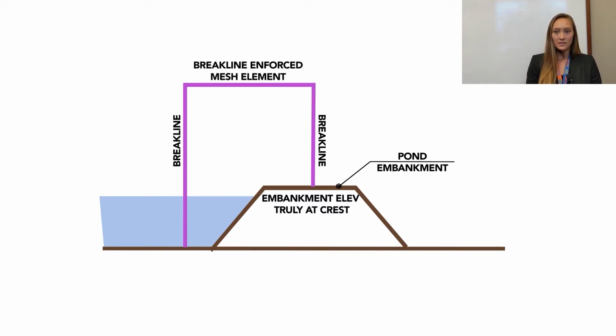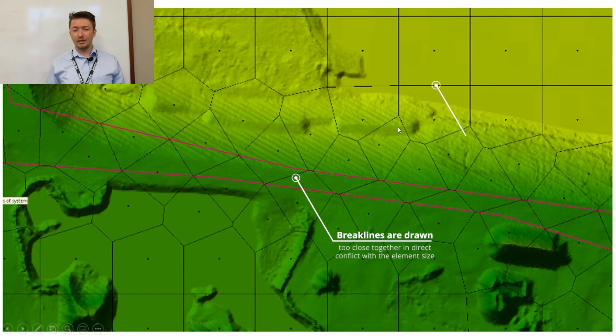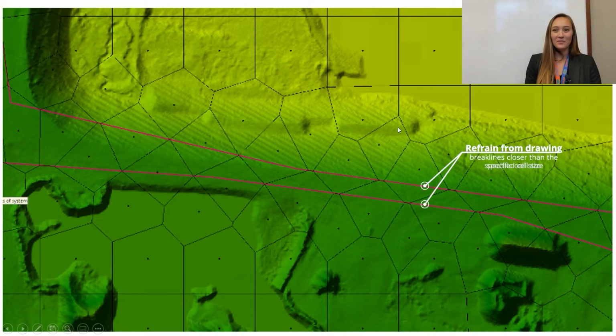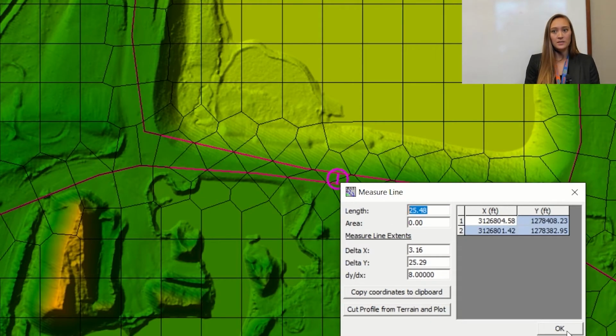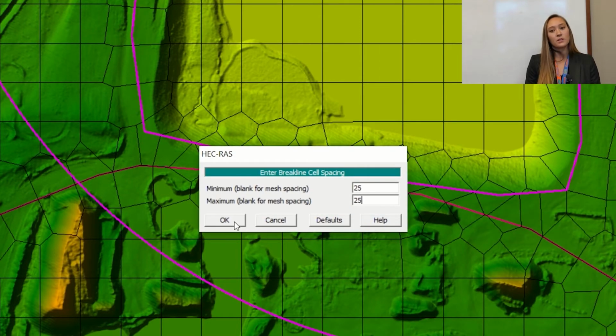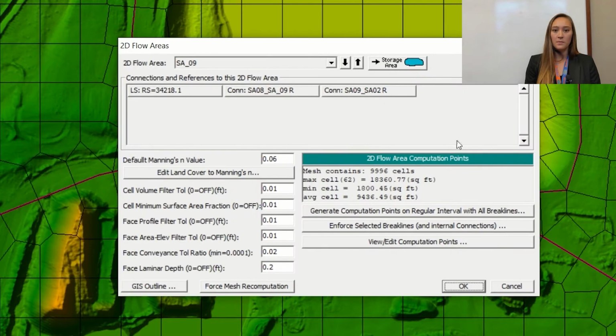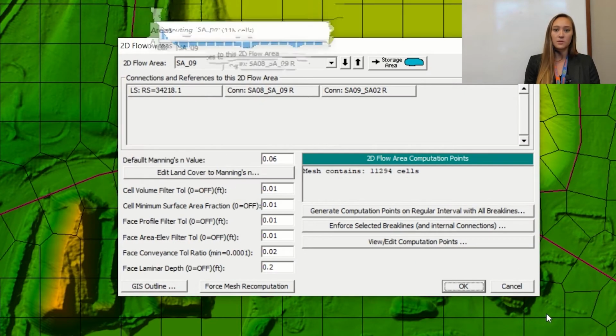Now, you might be asking, how do I fix break lines in my model? In this example, it looks to me like the break lines are too close together and the mesh elements can't form between the two at the specified size. Refraining from drawing break lines too close to each other is one way to prevent this from happening, but sometimes you may need break lines to be closer together. Another tool to utilize is the Edit Break Line Cell Spacing function. This allows the modeler to manually set minimum and maximum cell spacing to fit in between break lines.